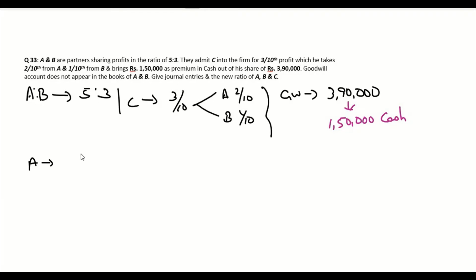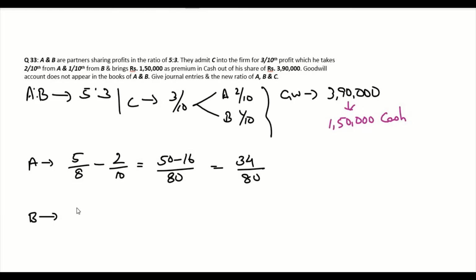For A, his current share is 5/8 minus the amount he sacrificed, which is 2/10. That is equal to 50/80 minus 16/80. That is equal to 34/80. Then we have B, 3/8, his current share, minus he sacrificed 1/10, that is equal to 30/80 minus 8/80. That is equal to 22/80.